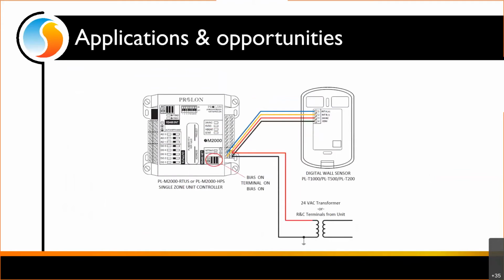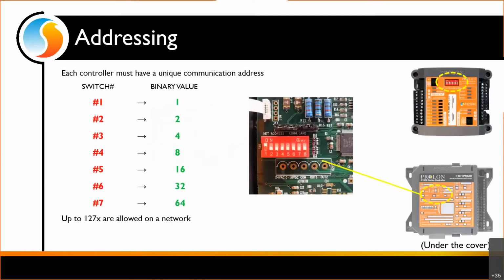And just one last thing before I jump onto the software is that when we want to communicate with our controller, and we want to make sure that the controller communicates with its wall sensor, it's very important that the controller has an address. So how do we address these 2 controllers? Well, we address them through dip switches. So the M2000, as we can see on the top right, we can see the dip switches right in the middle on the top. So we see the red dip switches.